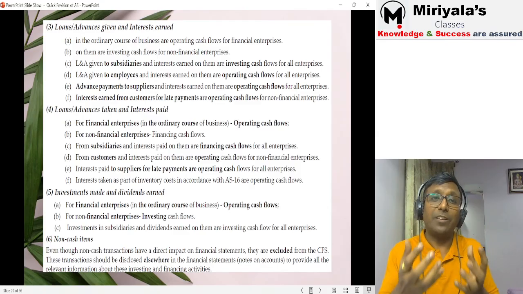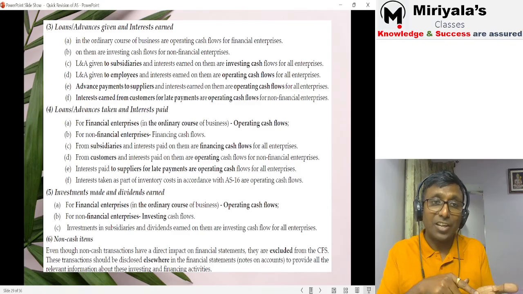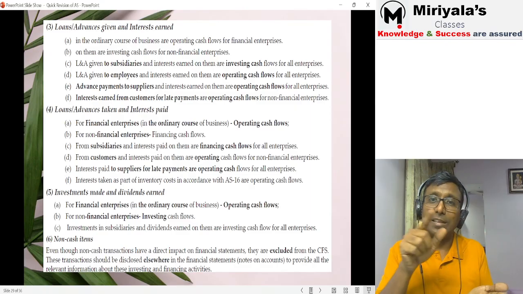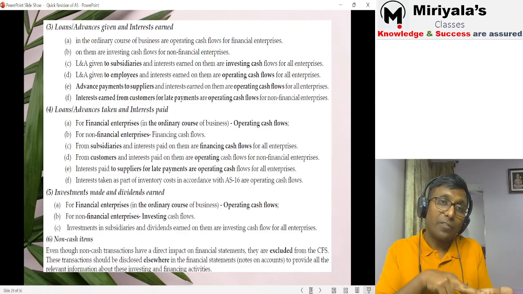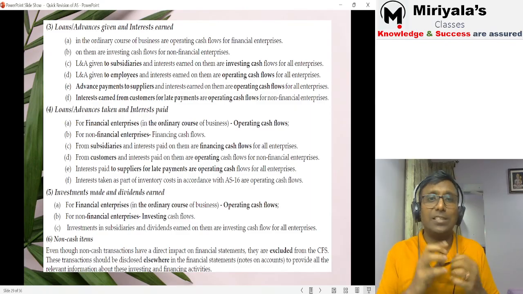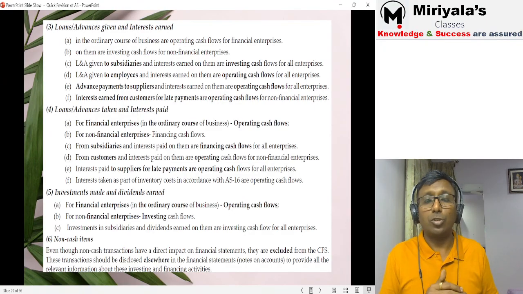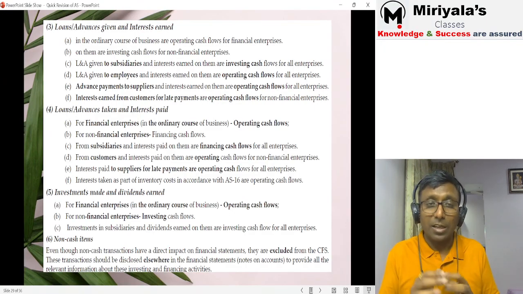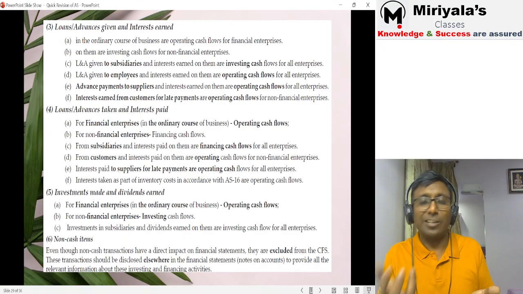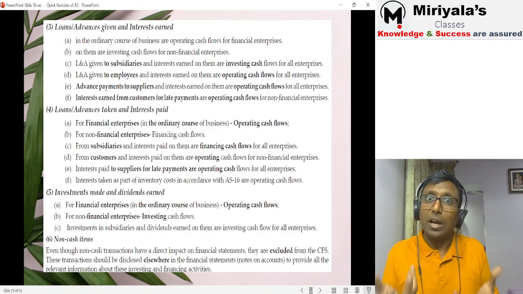Okay, yeah. If it is a loan taken for a financial enterprise like a bank, it is an operating activity. For a non-financial entity, a loan taken is a financing activity. Hope you understood. If there are any non-cash items, like convertible debentures being converted, it is a non-cash item.